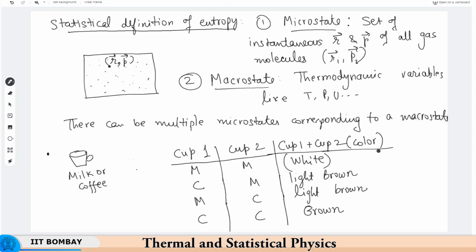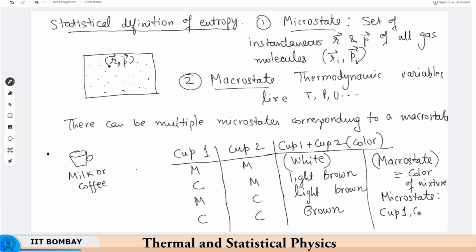So therefore, in this case the macrostate is equivalent to the color of the mixture. And what is the microstate? The microstate is what is in cup 1 and cup 2, whether it is milk or coffee. So the microstates in this problem can be MM, CM, MC and CC, but the macrostate is the color. And now you can see that there are two microstates corresponding to a single macrostate.